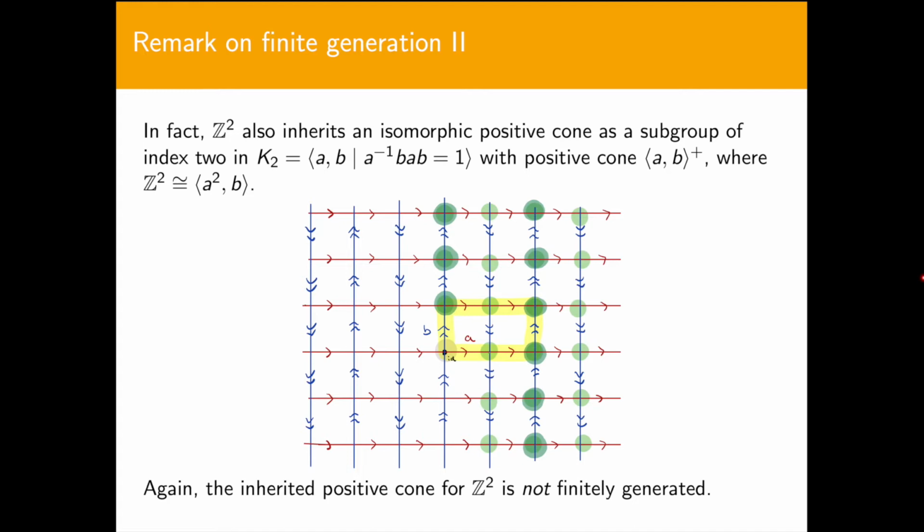In darker green, I've highlighted the elements which are both positive and in Z squared, and you can see that in this Klein-Bottle group, the positive elements of Z squared are isomorphic to the positive elements that you had before for Z as an extension of Z cross C viewed lexicographically. And again, this inherited positive cone, which was inherited from a finitely generated positive cone, is not finitely generated.